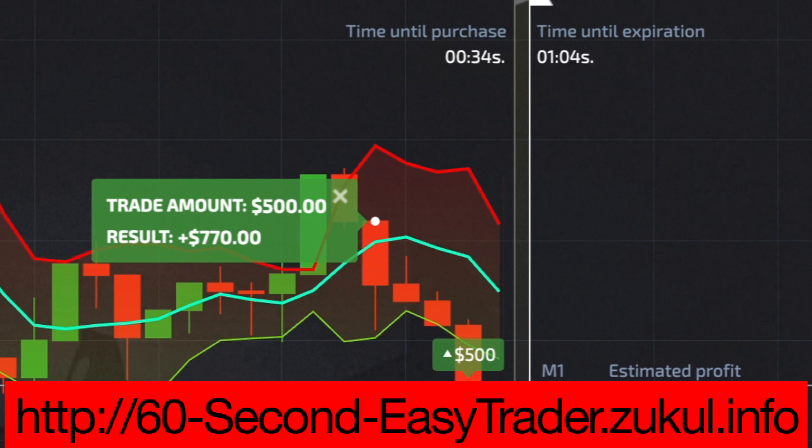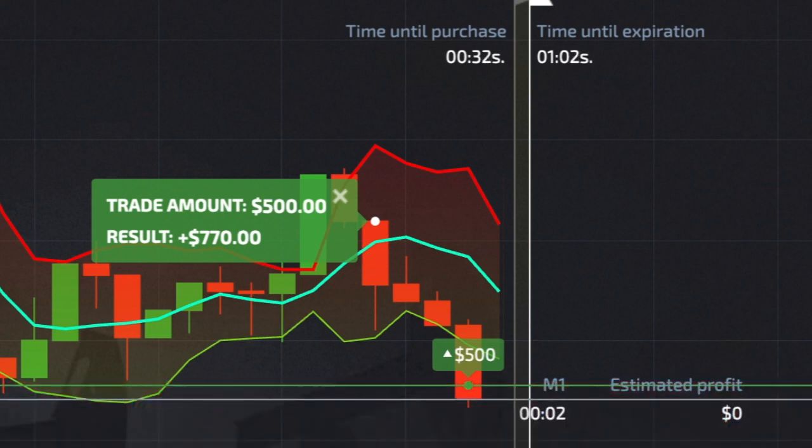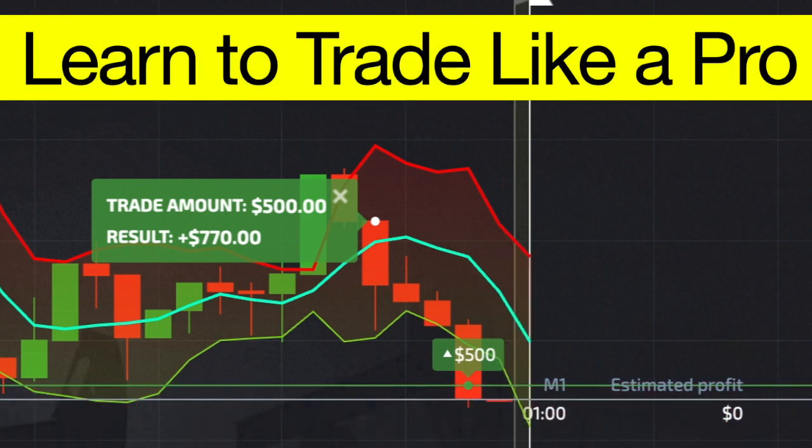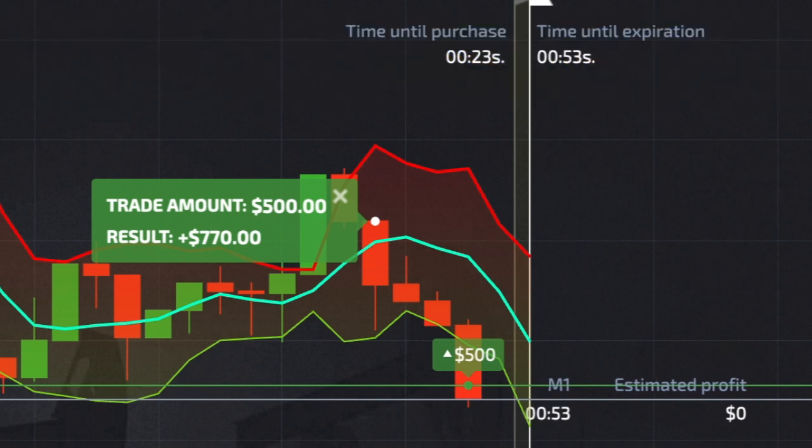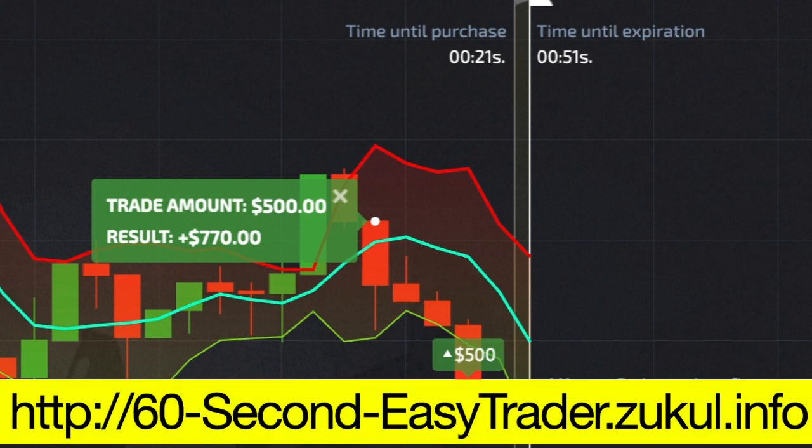Rather than let you sit through that, I actually paused the video and switched back on here, placed my second trade of $500. Now if I get this trade, I'll win some more money, which is fantastic.